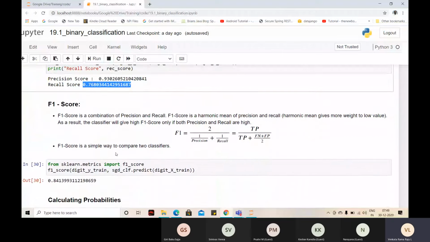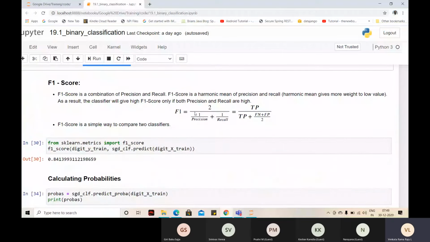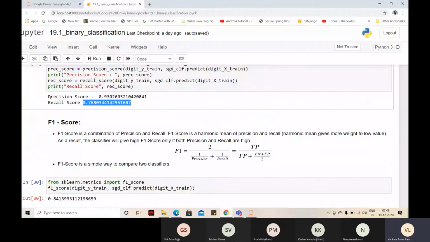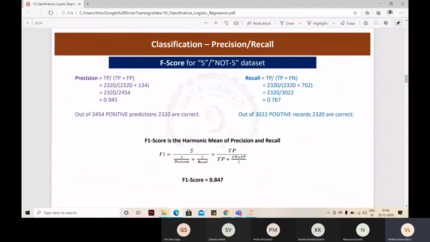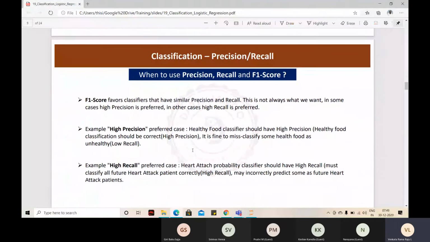predicted. Okay, so then we looked into F1 score. It's a harmonic mean which tries to bring the score down towards whichever is lower, precision or recall. So that far we have seen yesterday, right?